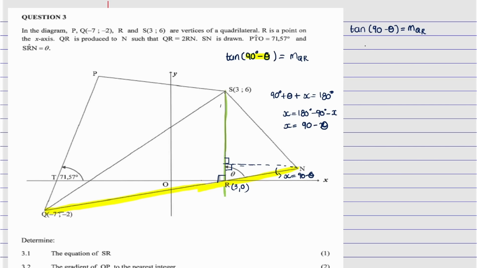But we know that using the gradient formula, first let's reduce this. Remember that this is going to be like this. So this is 90 minus theta, right? So it's going to be in the first quadrant.